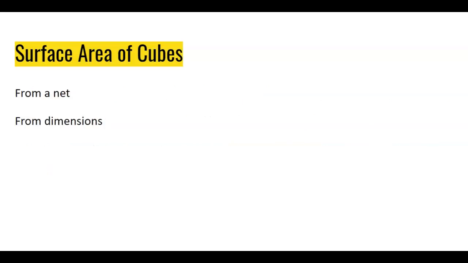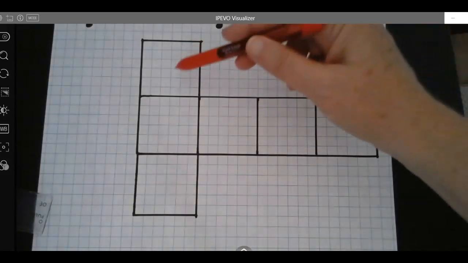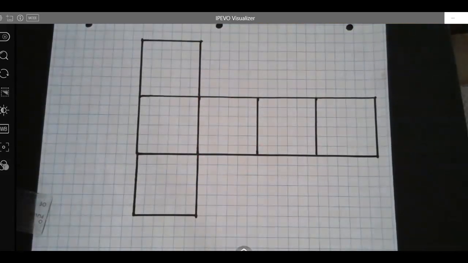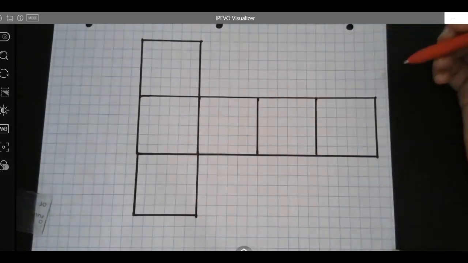Okay, we're going to look at two different ways to find surface area: from a net, and we talked about nets just the last lesson, or from dimensions. So here we're looking at a net for a cube. It's got 1, 2, 3, 4, 5, 6 faces, and they're all squares. So we could look at this net and we could count all of the squares. That would be a lot of counting.